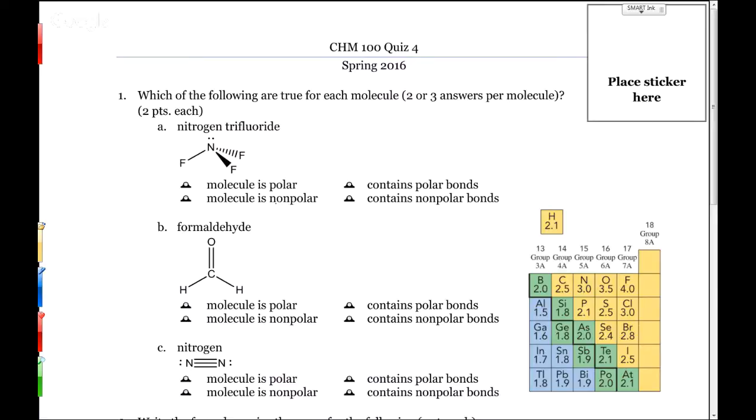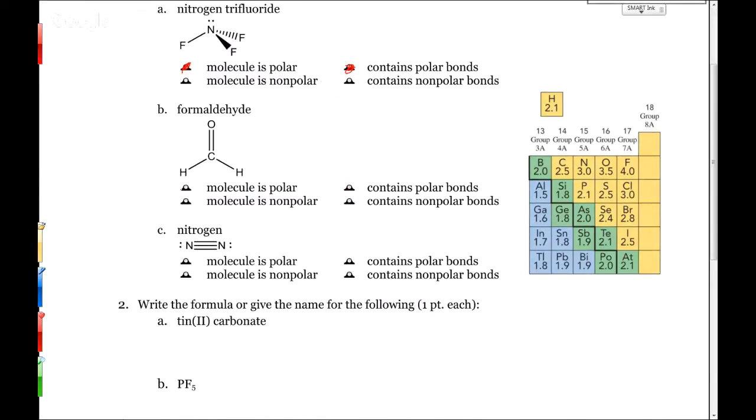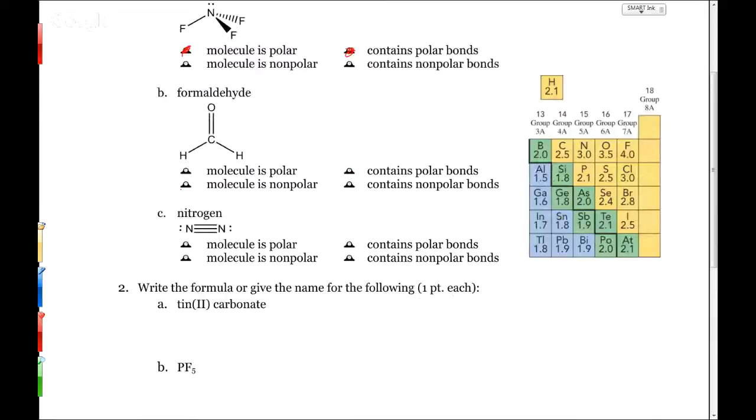NF3, are the NF bonds polar or nonpolar? They're polar because the difference in electronegativity between N and F is about 1. So that's a pretty big difference. And then what about the overall molecule? Yeah, how do you know? Yeah, you could cut right through the middle and all the F's are on the bottom and the N is on the top. So that means the negative stuff would be on the bottom, positive stuff's on the top. That's a polar situation. I don't know why my bubbles look different on here, but anyway.